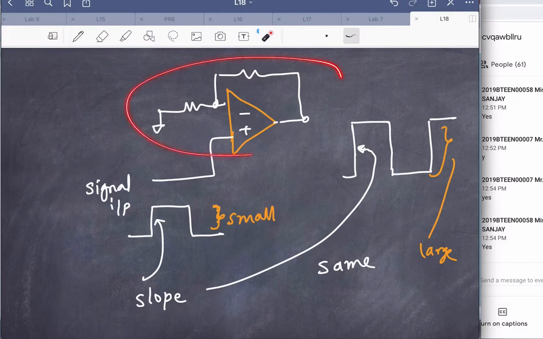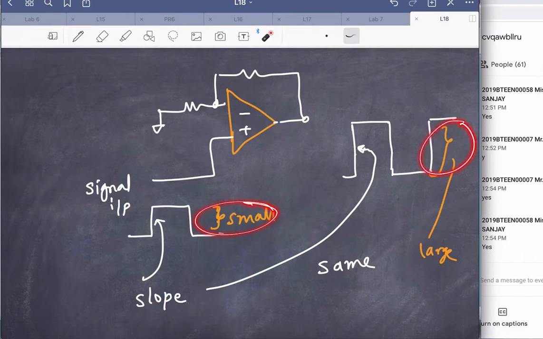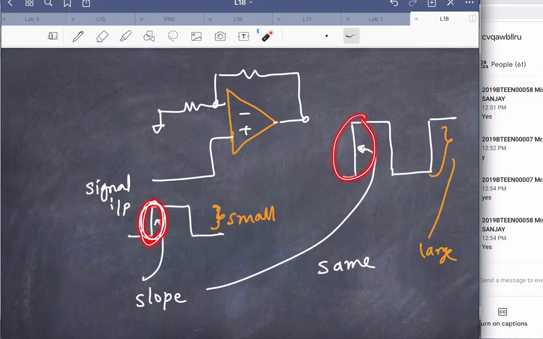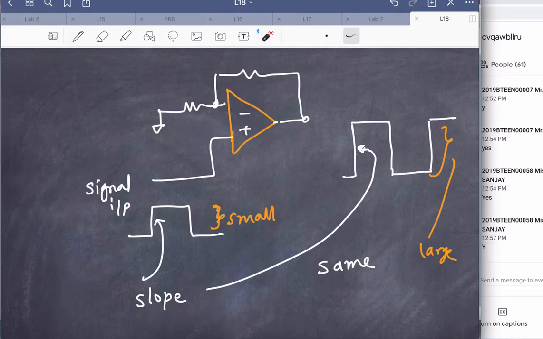We have an amplifier, first thing. Square wave input, small input, output will be large. This is what is expected. But we want that this rising edge should be as it is produced, because we don't want to alter the waveform. Yes or no? The amplifier should faithfully produce the output. Yes or no?